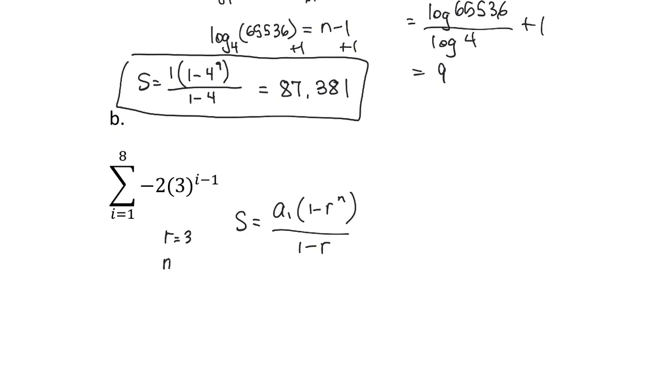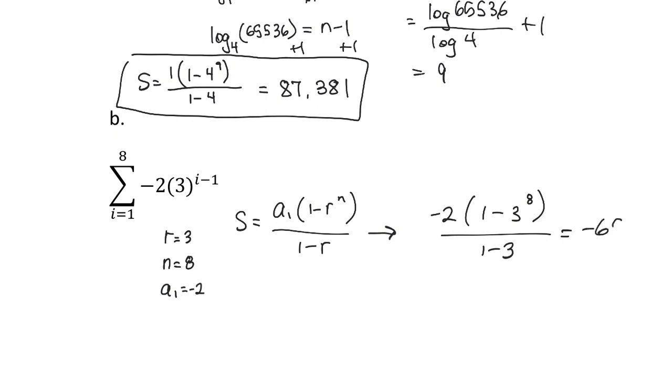Okay, the number of terms we're adding together is 8. And then the first term, if we plug in a 1 for I, 1 subtract 1 is 0. 3 to the 0 power is 1. 1 times negative 2 is negative 2. So the first term is negative 2. So we can plug all of that information into the formula and run it through the calculator. And we get negative 6,560.